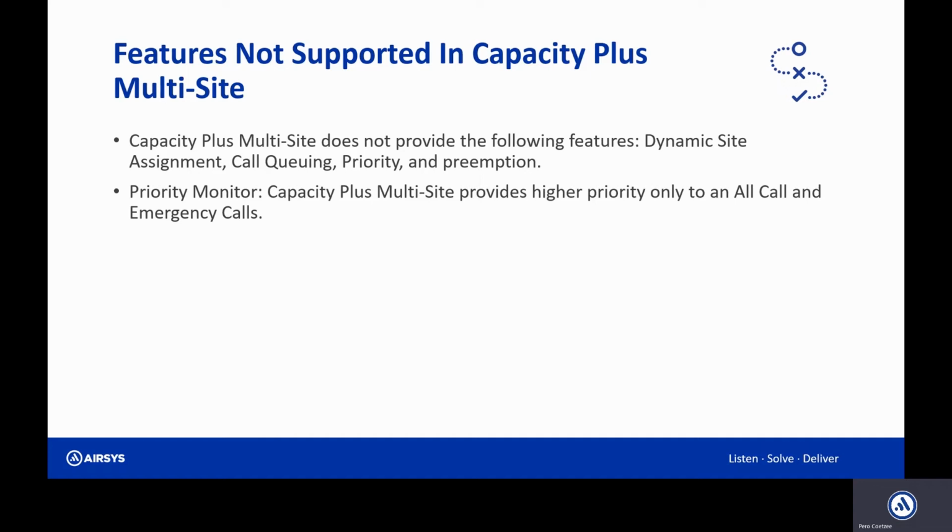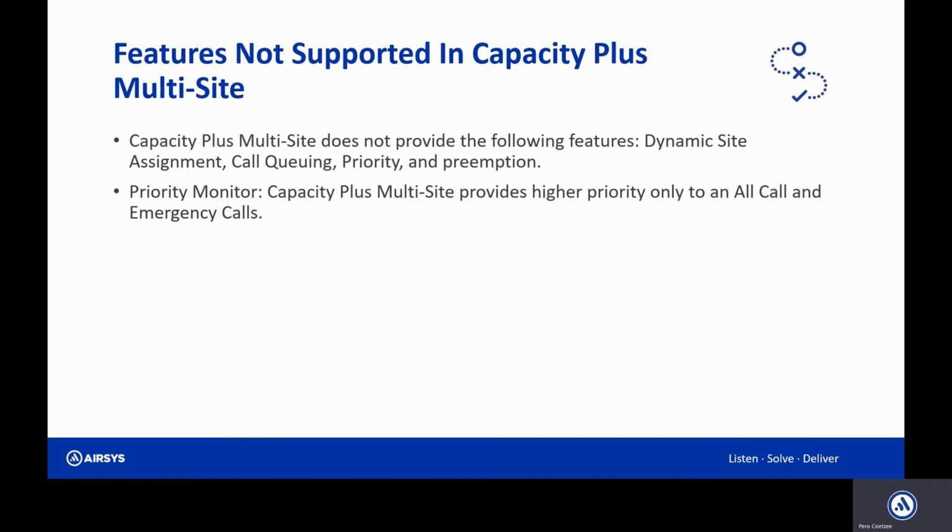So features that are not supported in Capacity Plus multi-site: it does not support dynamic site assignment, call queuing, priority, and preemption. These are features of a Tier 3 system. You get these features in systems like Capacity Max, where there's a control channel and a trunking controller that can deal with the calls on each of the sites. This is not supported in any Tier 2 system.